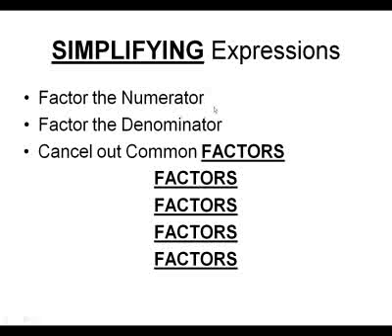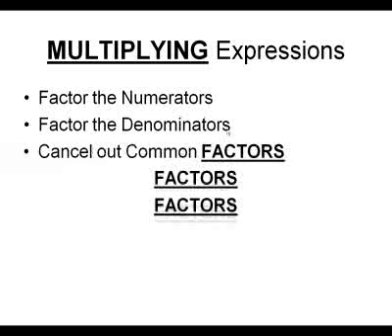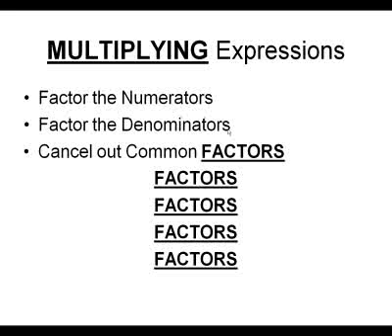This is a single numerator, a single denominator. When we're multiplying expressions, we're going to have more than one numerator, more than one denominator. But that's the only difference. There'll be more factoring, but that's it. Okay? So let's take a look at one.